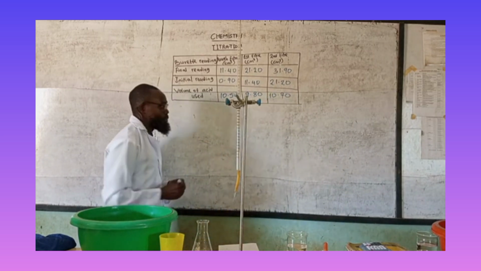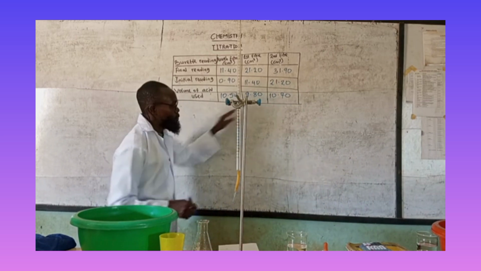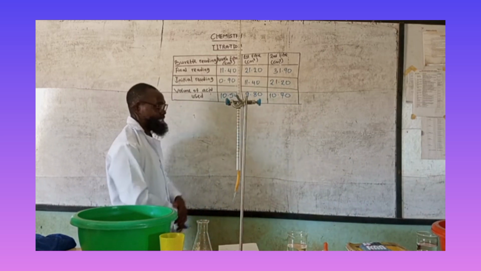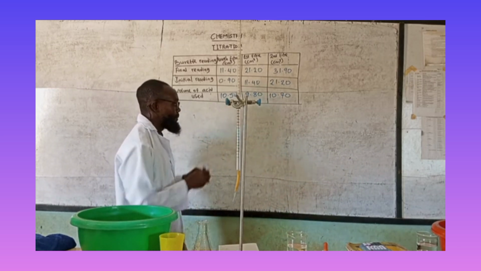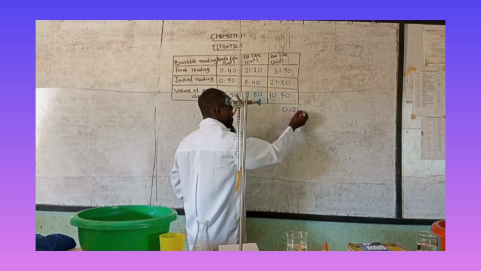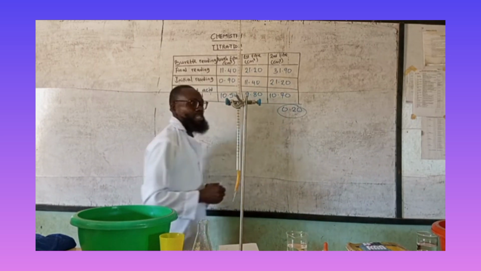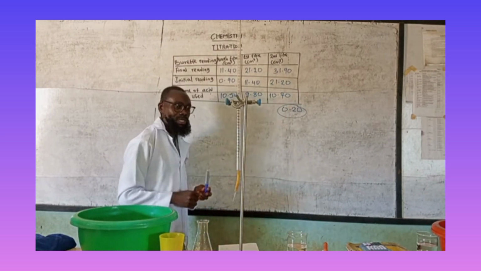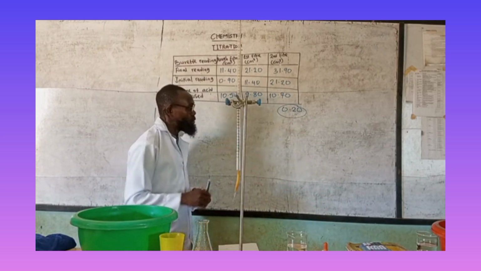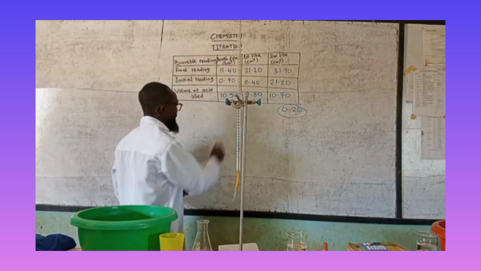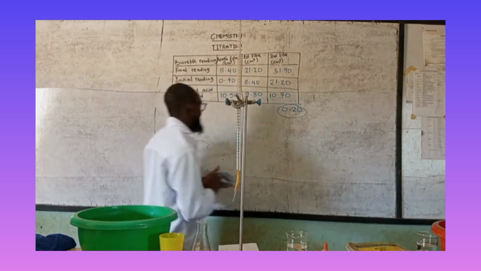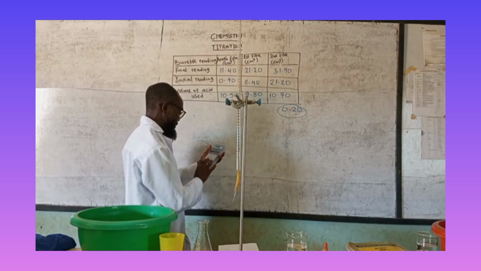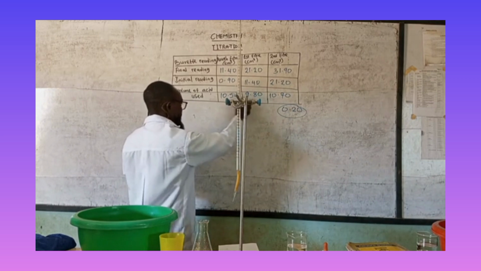Now the next thing to do is to look at which ones we are going to use for our average volume of acid used. The ones you are going to take for your average, the difference between them must not be more than 0.20. If you get 0.30 as the difference between them, it will be marked, but you are going to lose one mark. So when we look at this, the difference between 10.50 and 9.80, you take your calculator, 10.5 minus 9.8. The difference between this one is 0.7.